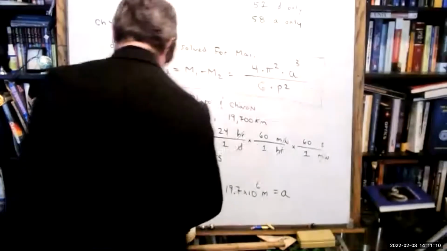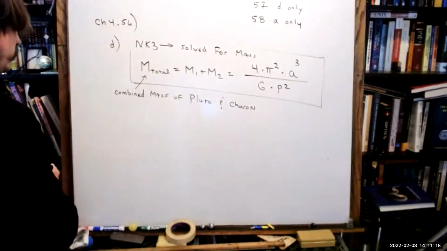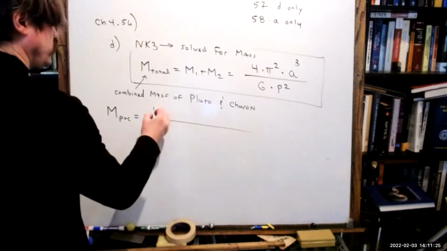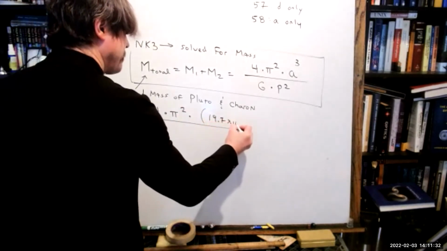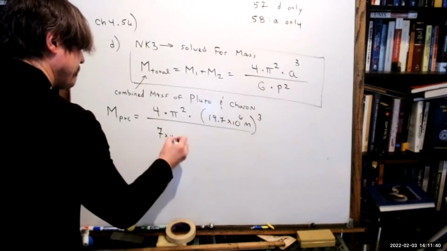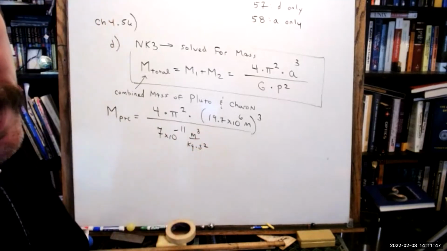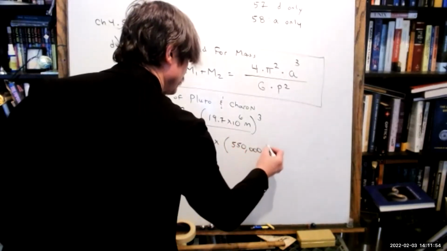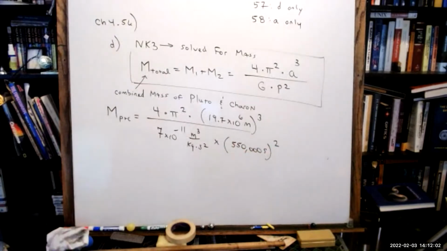Okay, I'm going to erase. So the total mass of Pluto plus Charon will be 4 times pi squared times 19.7 million meters cubed divided by big G, 7 times 10 to the minus 11 meters cubed per kilogram per second squared, times open parentheses 550,000 seconds squared. Here, in the interest of time, I did not put units in friendly colors.